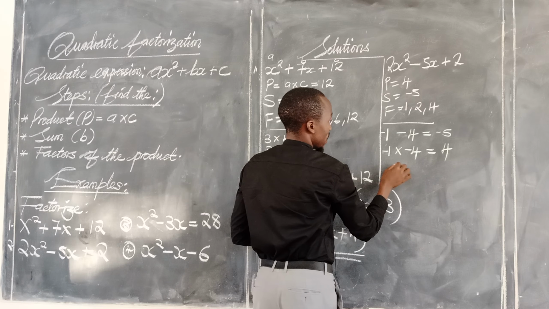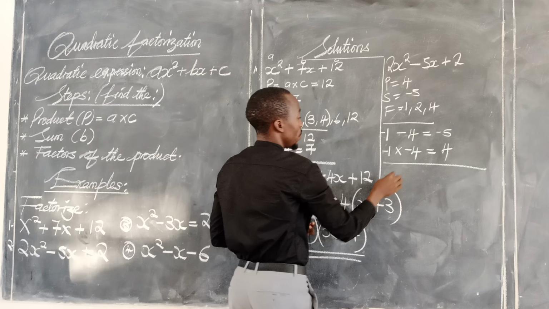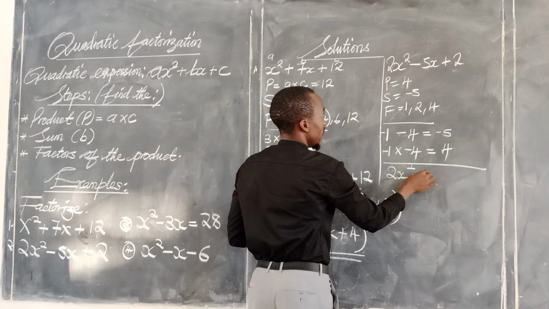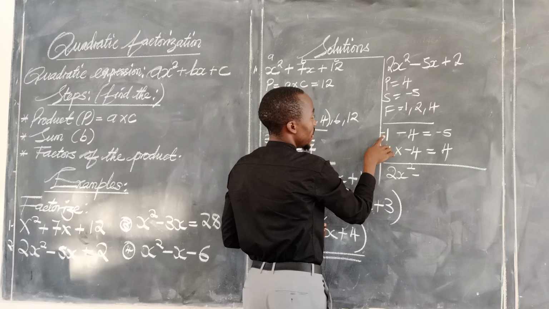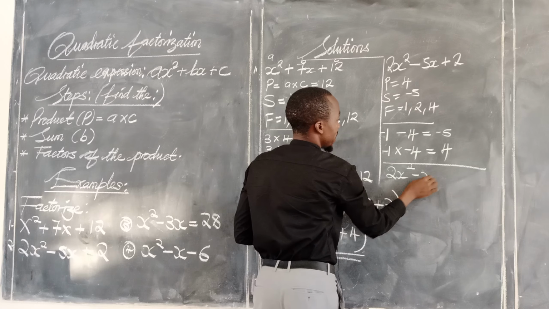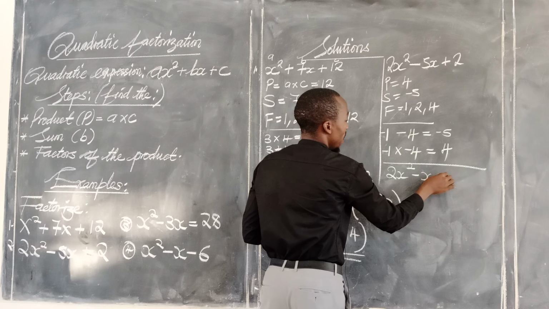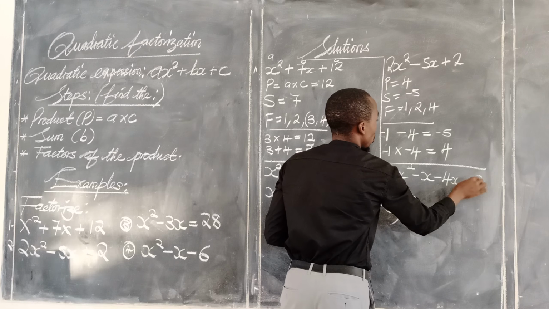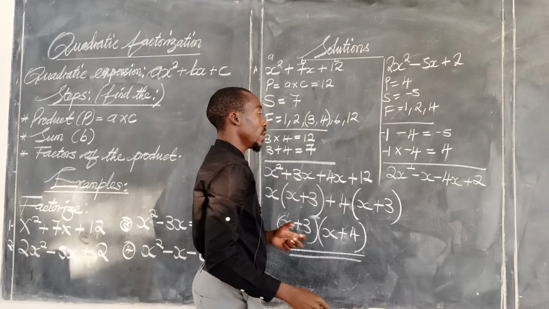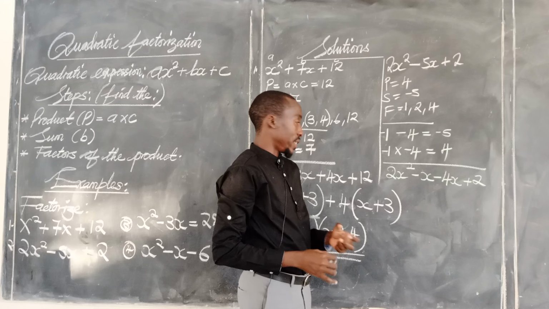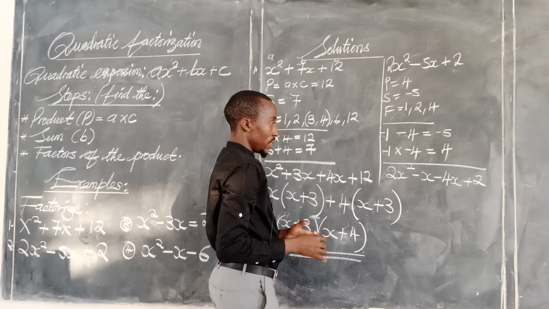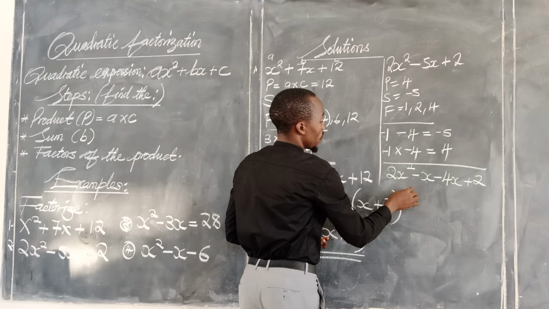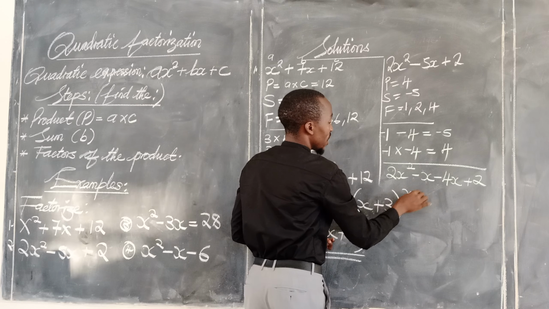So, our 2 factors. We get our equation 2x squared minus x minus 4x plus 2. From there, we factorize. What is common here? In 2x squared minus x, you find that what is common is x.